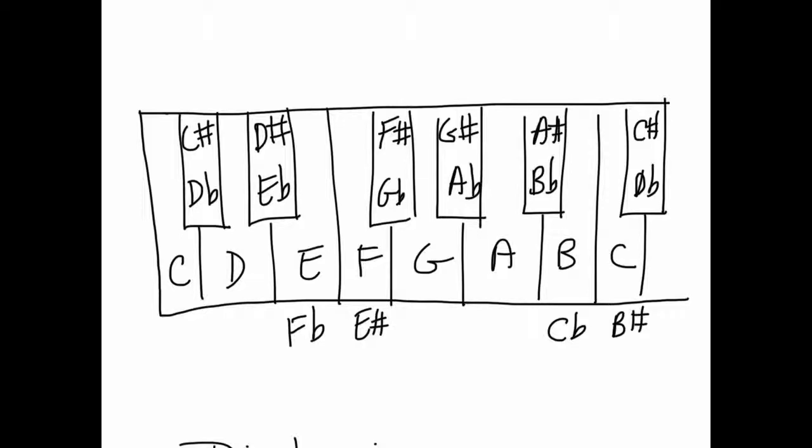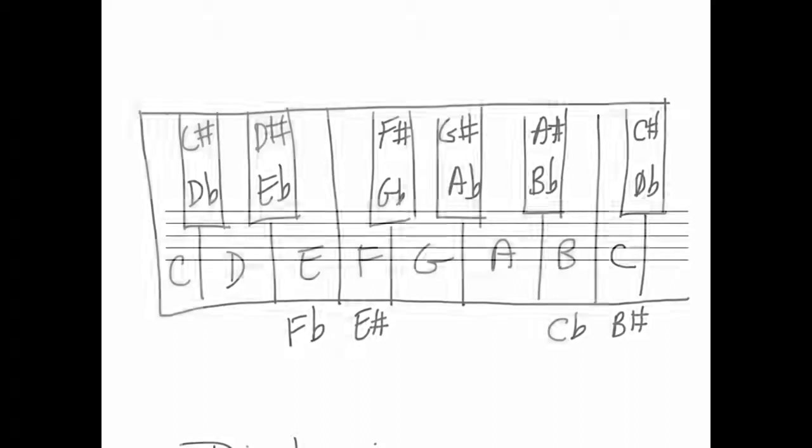Also, what are the whole tones between black keys? So if we go from this black key to this black key, that's a whole tone. So C sharp to D sharp is a whole tone, or you could say D flat to E flat is a whole tone. However, E flat to G flat is not a whole tone because that takes three steps to get there. So you can use that method to find all the whole tones between black keys of the piano.